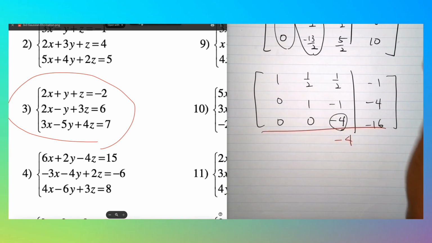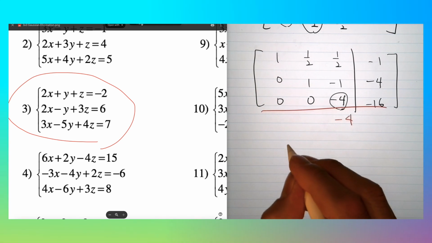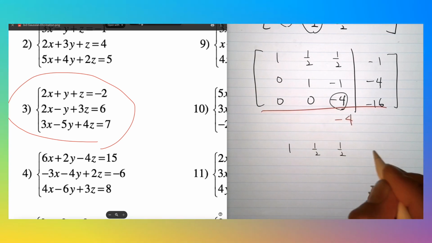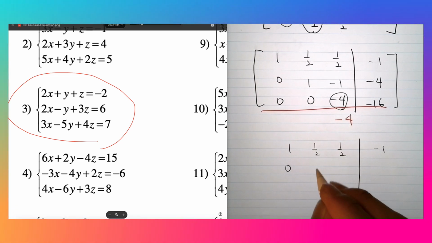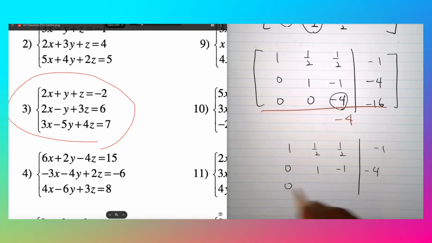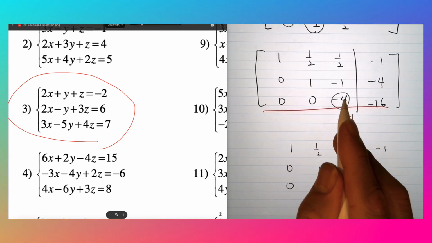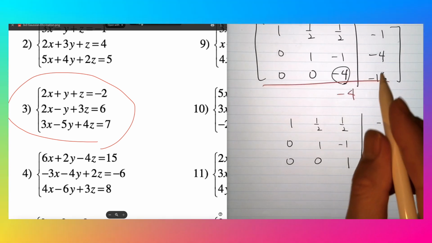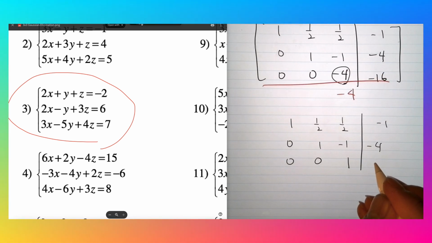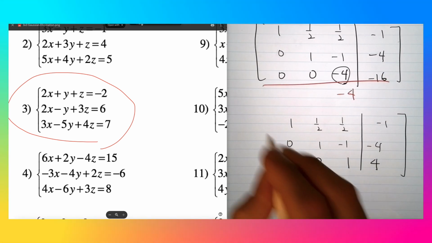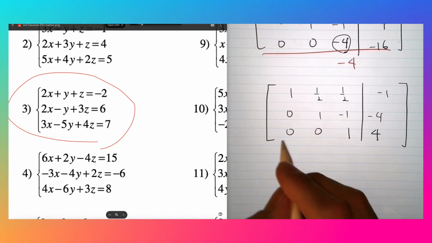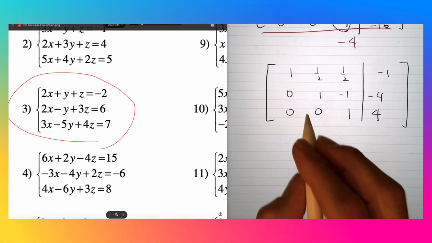So I divide the bottom row by negative 4. Then I get 1, 1 half, 1 half, negative 1, 0, 1, negative 1, negative 4, 0, 0, now it's going to be 1. Because 0 over negative 4 will be 0. Negative 4 over negative 4 will be 1. Negative 16 over negative 4 now becomes 4. Okay, so we are done. We got the bottom triangle here.